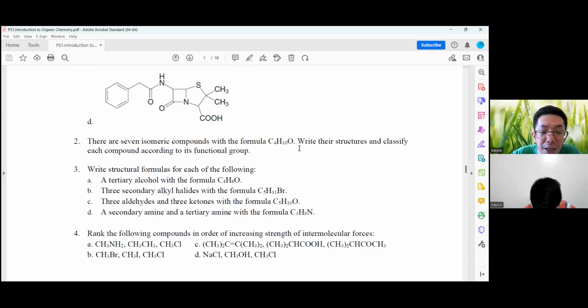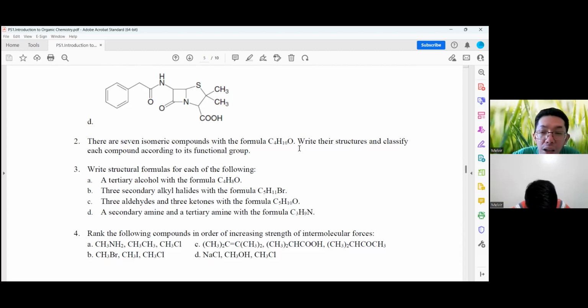So, sa number 3 naman, ganito. Write the structural formulas for each of the following. There's a condition already. So, for letter A, a tertiary alcohol with the formula C4H8O. So I'll be now introducing to you the primary, secondary, tertiary concept in structures. Actually, I already introduced that to you sa mga amines, and that will be applicable also sa alcohols. So, a tertiary alcohol with the formula C4H8O.